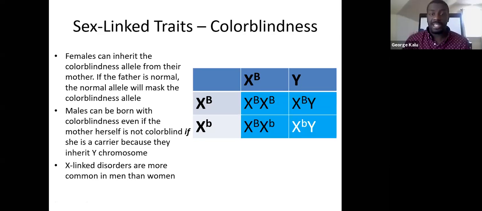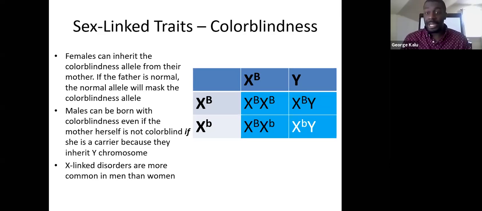Does anyone have an idea why? Kind of looking at our Punnett square, why would males be more susceptible to X-linked disorders like color blindness than females? Right, so Jared got it. There's only one X chromosome. In males, we have one X chromosome and one Y chromosome. So whatever X chromosome we get, that's all we get. Whatever we get is what we get, and that's it.